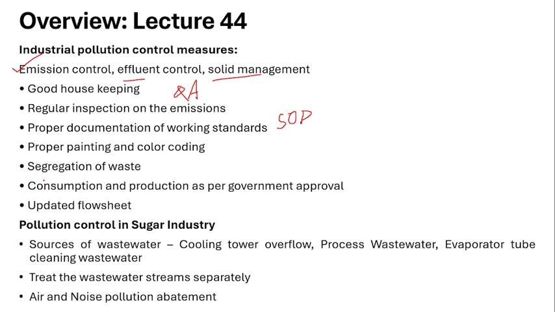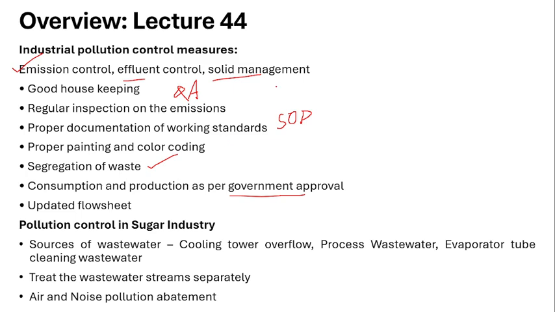And then segregation of the waste. What is the level of treatment of the waste produced? All the waste, organic and inorganic, should be separated in the industries. Next is consumption and production as per government approval, so emission standards should not be exceeded. Like that, all the pollution levels should be within the controlled level. Okay. Next is the updated flow sheet. These are the very important steps in industrial pollution control.